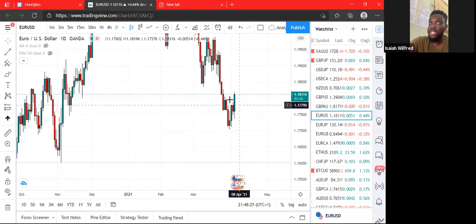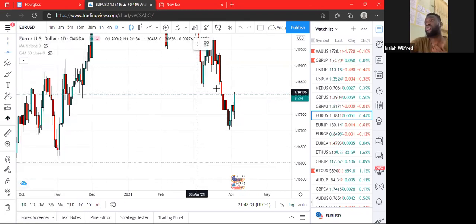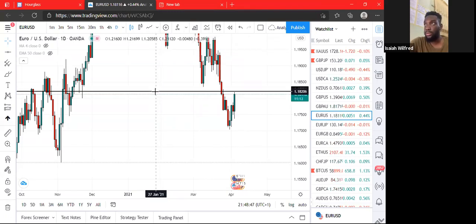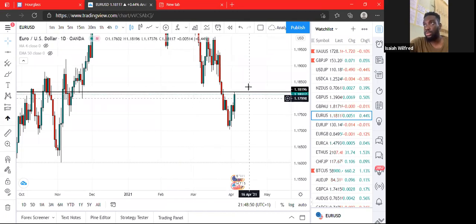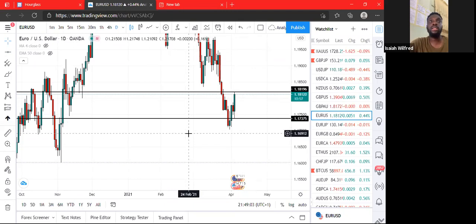The very first thing I'm doing is to draw a horizontal line. I'm just going to draw the horizontal line here at the very top of the candle. This was the last place the candle got to before it reversed. Perfect. So you can see it actually touched this spot and dropped. I'm doing the same thing for the bottom. At the very bottom here, I drop it here, and voila, that's what I'm doing.